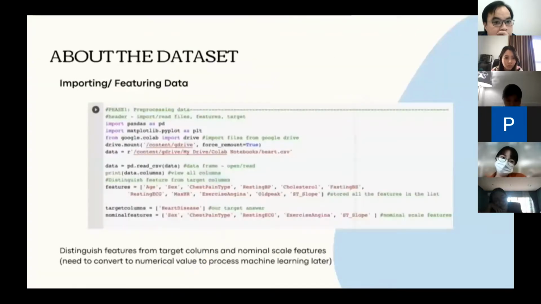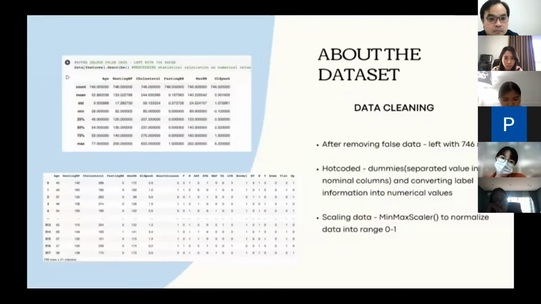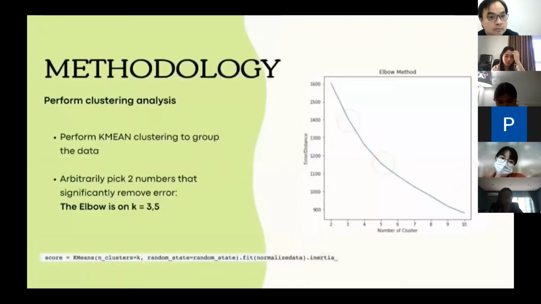Firstly, I start by importing data and distinguishing features from the target column, which is heart disease, as well as nominal scale features that need to be converted to numerical values to process machine learning later. As for the data cleaning, I have removed false data and was left with 746 rows, then converted nominal features, which is label information, into numerical values. As for my method, I've used k-means clustering to group the data as well as the elbow method to determine the number of clusters in the data set.